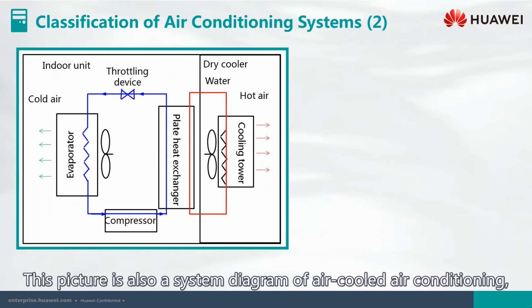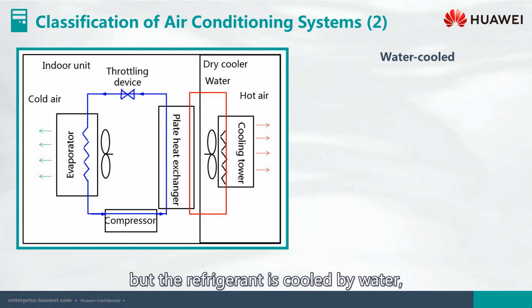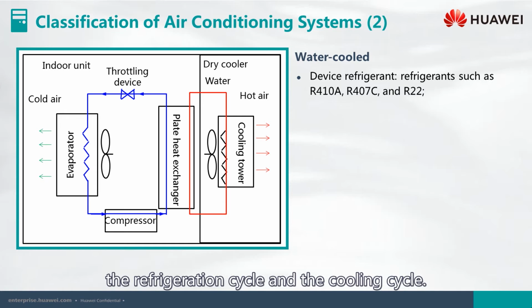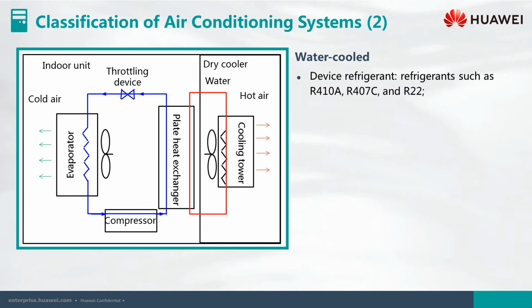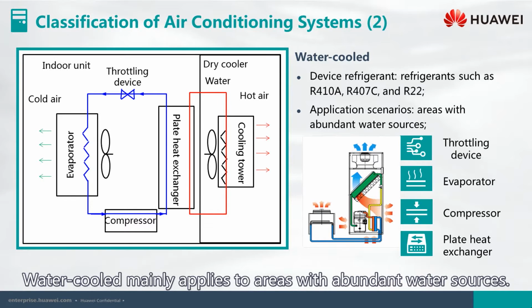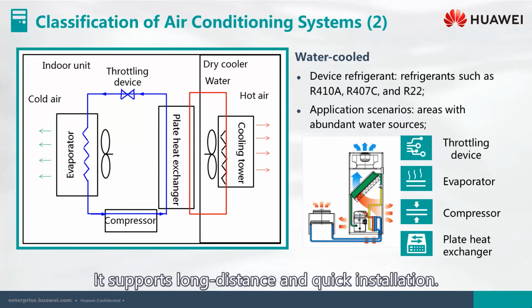This picture is also a system diagram of air-cooled air conditioning, but the refrigerant is cooled by water, so the system is more complicated. This system consists of two sets of cycles, the refrigeration cycle and the cooling cycle. Water-cooled mainly applies to areas with abundant water sources. It supports long distance and quick installation.